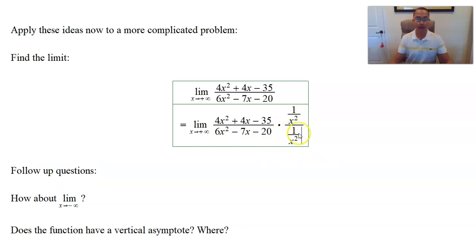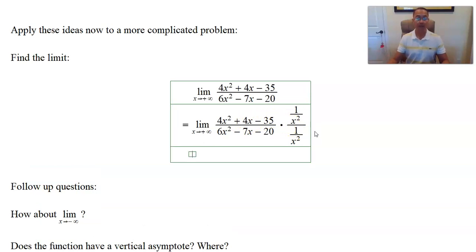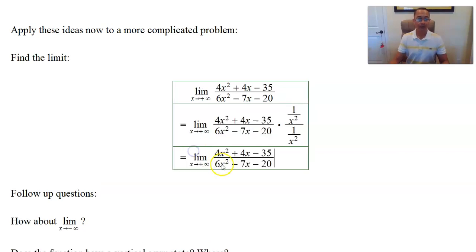So this put together is simply 1. We have not changed the problem. We are multiplying by 1. When you multiply by 1, the expression doesn't change. However, what we're going to do is distribute 1 over x squared to the numerator and this 1 over x squared to the denominator. So basically we are going to divide these three terms by x squared.